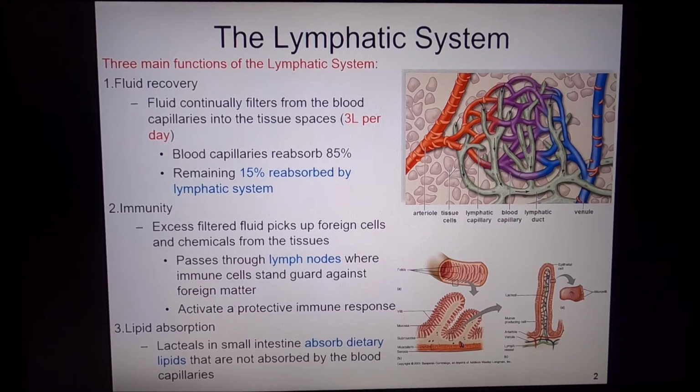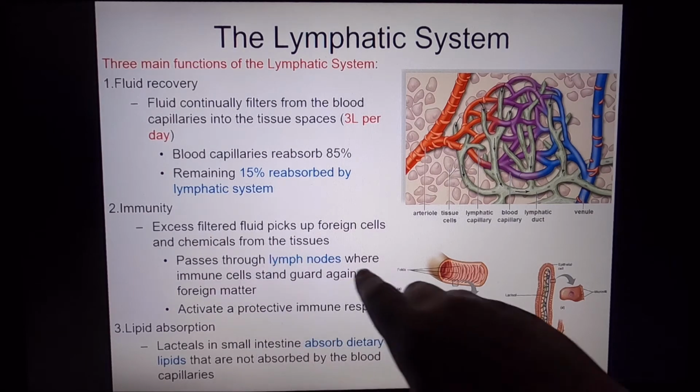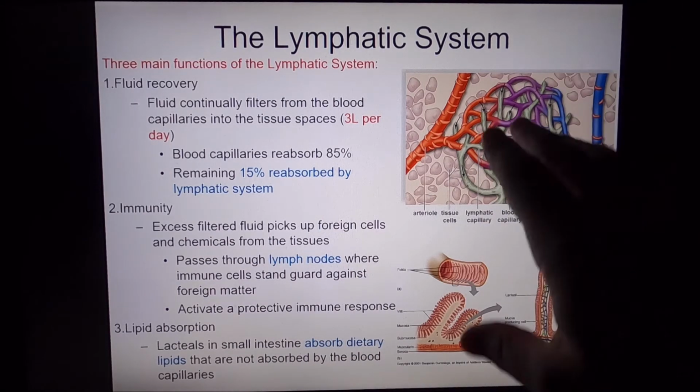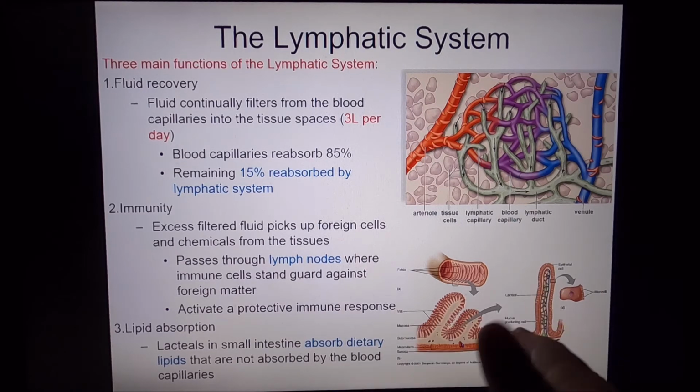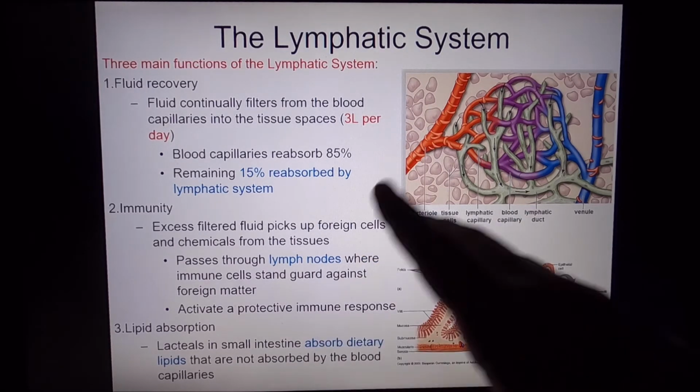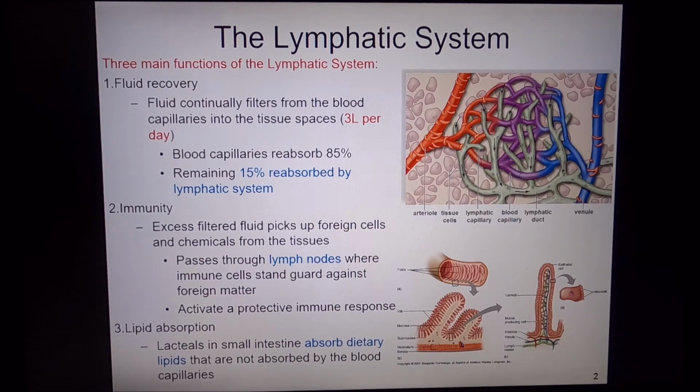Now, along the way of doing this, there is a secondary effect, and that secondary effect deals with your immune system. What you'll often see is that when you're talking about the lymphatic system, it's kind of hard not to talk about the immune system, and vice versa. It's hard to talk about the immune system without talking about the lymphatic system. So these are part and parcel with one another. And the reason for that is very simple.